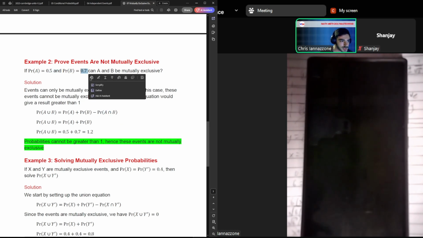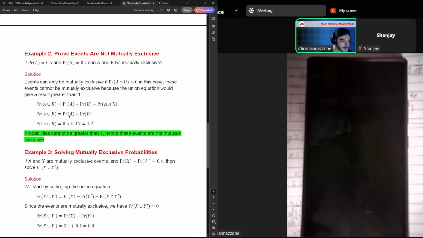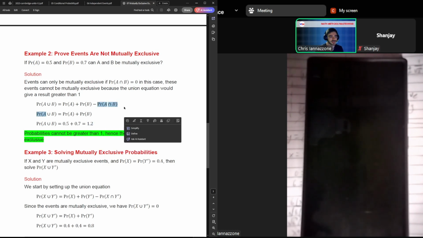And so if you were to plug in your 0.5 and 0.7, you're going to have 1.2. Now, the only way this can be mutually exclusive is if your intersection is 0. If the intersection is 0, you're left with 1.2. A probability greater than 1 is a bad thing. This intersection needs to be at least 0.2 for this to ever work out.